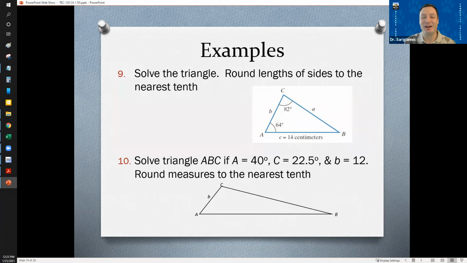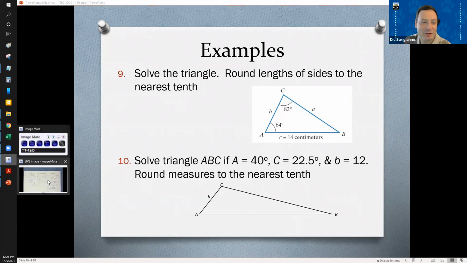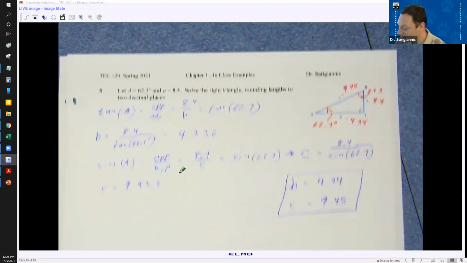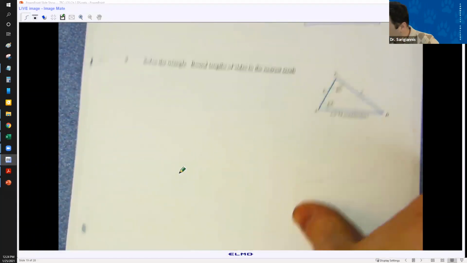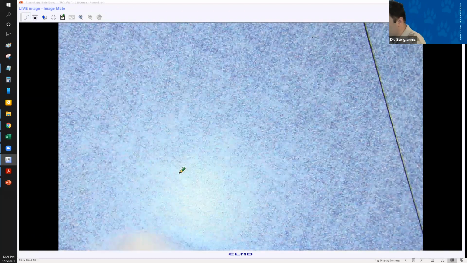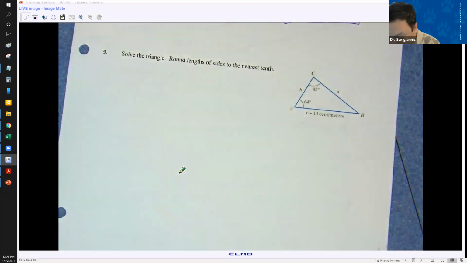So we're going to use the law of sines for these 2 examples. Number 9, we're going to solve the triangle, and we're going to round the lengths to the nearest 10th. Same thing with number 10. So let's look at the information we're given. I'm going to pull up the picture again, or the document. All right. Find number 10 here too. Oh, there it is.